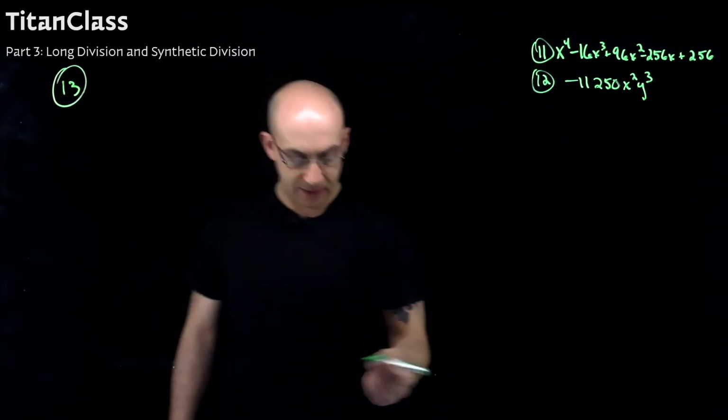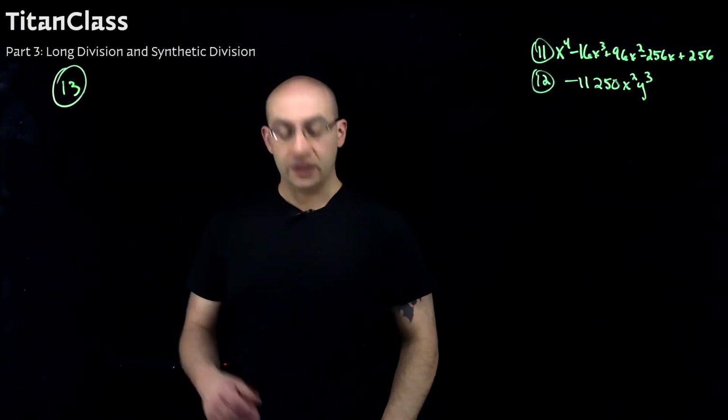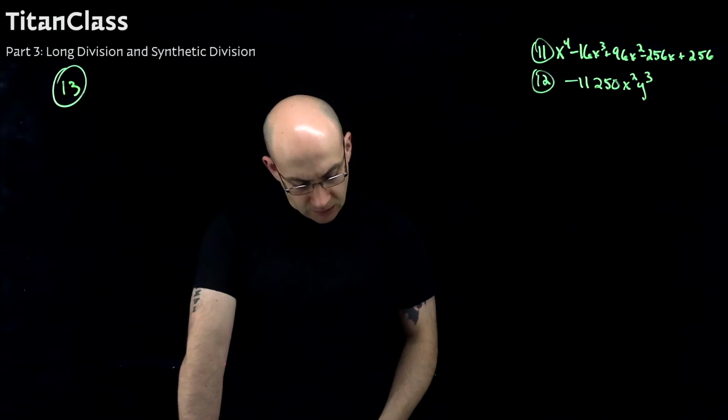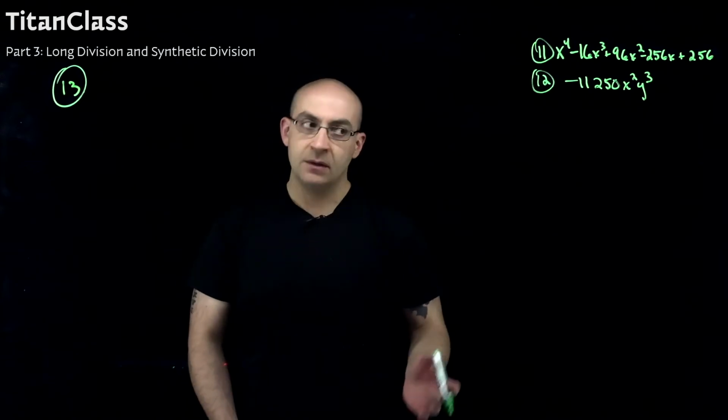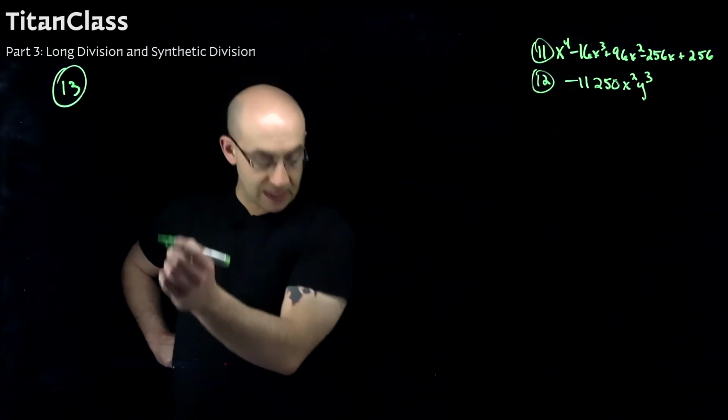Number 13. Oh, that's better. Okay, so we're going to do some long division first. Now, long division has 2 types, obviously. We can have remainders and we cannot have remainders, right? All right, here we go. We don't actually have that many of these.